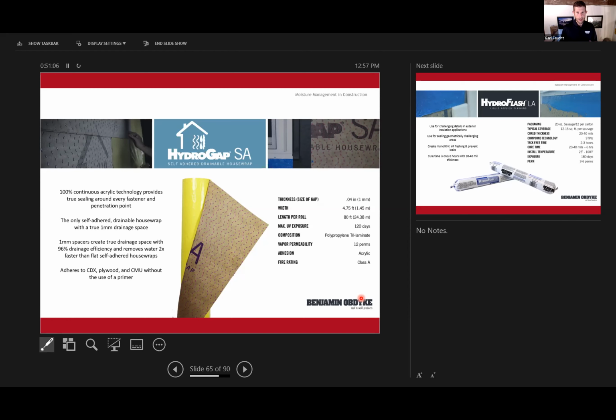And so I'm going to get in the weeds, just stick with me for a minute, about acrylic adhesive and why it's better than other adhesives. The other main adhesive that's used on the market today is butyl. A lot of tapes and a lot of self-adhered products out there use a butyl adhesive. Acrylic is much, much more forgiving to work with.